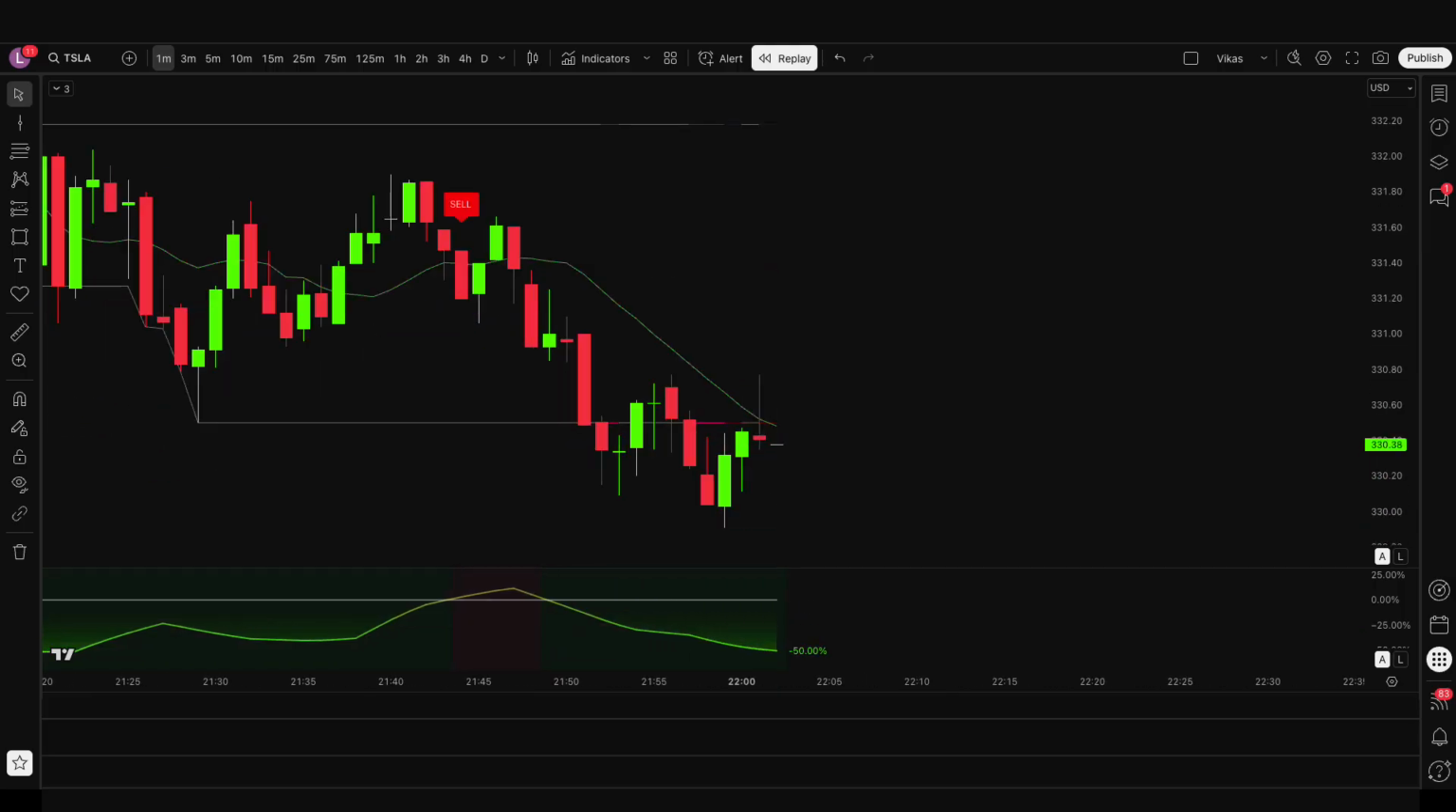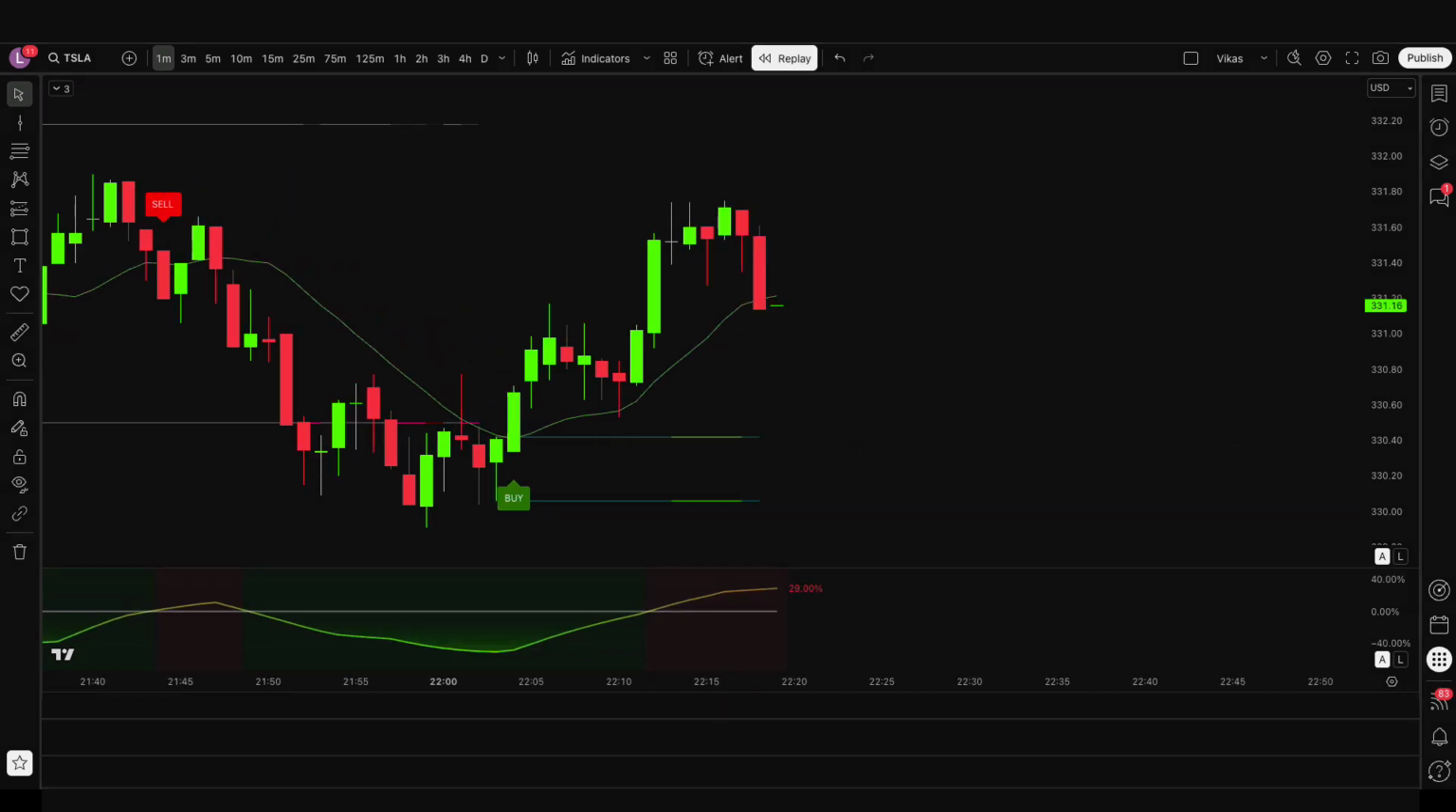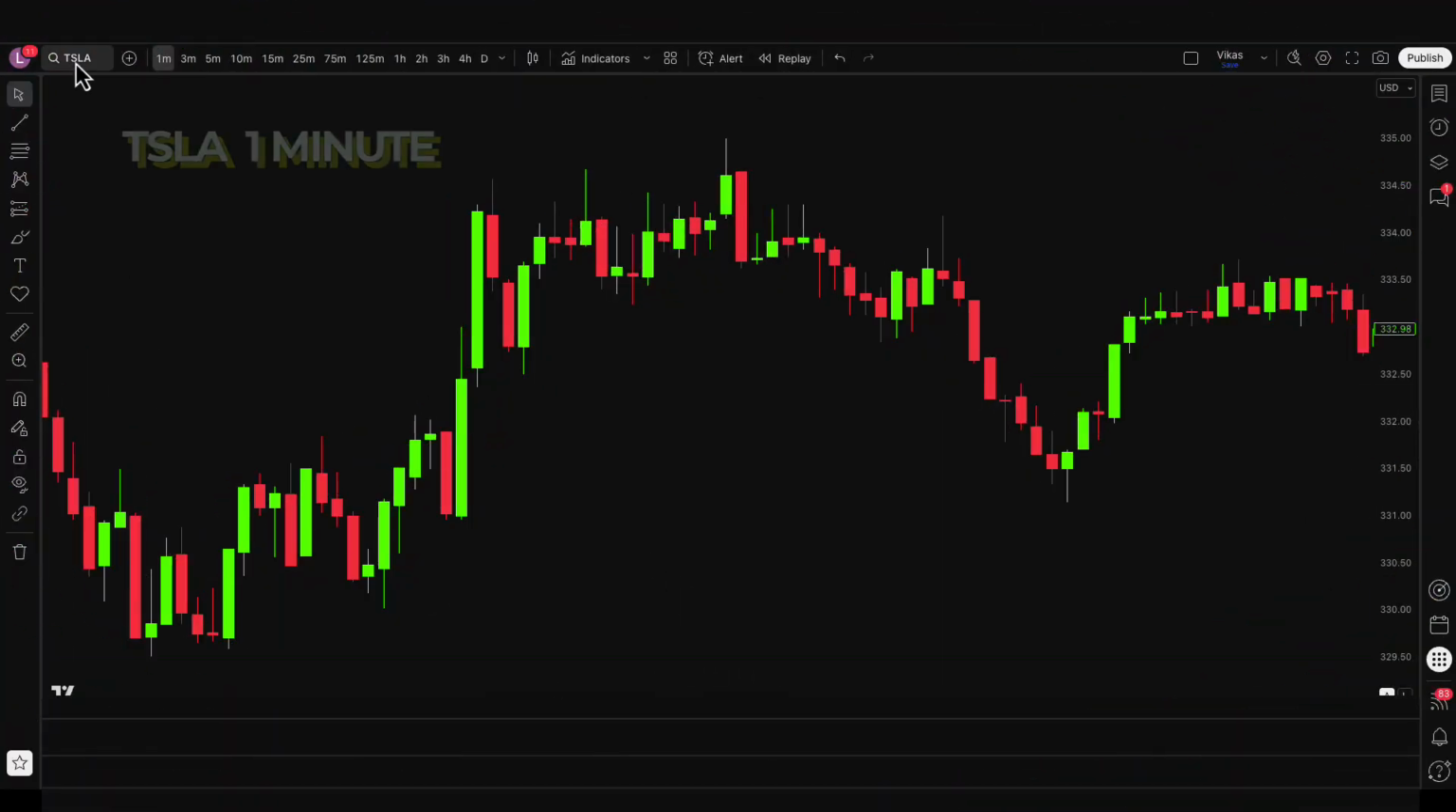First of all, let us know about trading tools. The buy and sell arrow indicator we see in the chart is called the trend detection indicator. Let us now understand the trading setup. We open the Tesla 1-minute chart. This strategy works well on the 1-minute time frame, as this strategy is unique as no one has ever told you about it before.